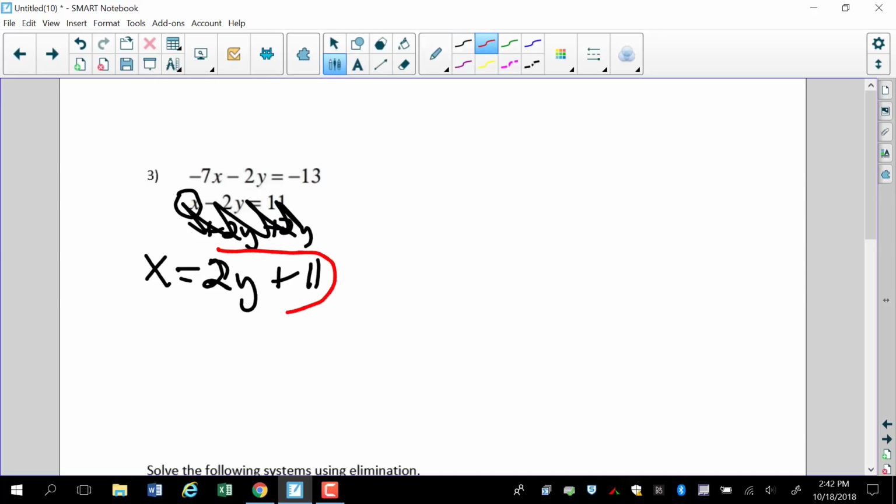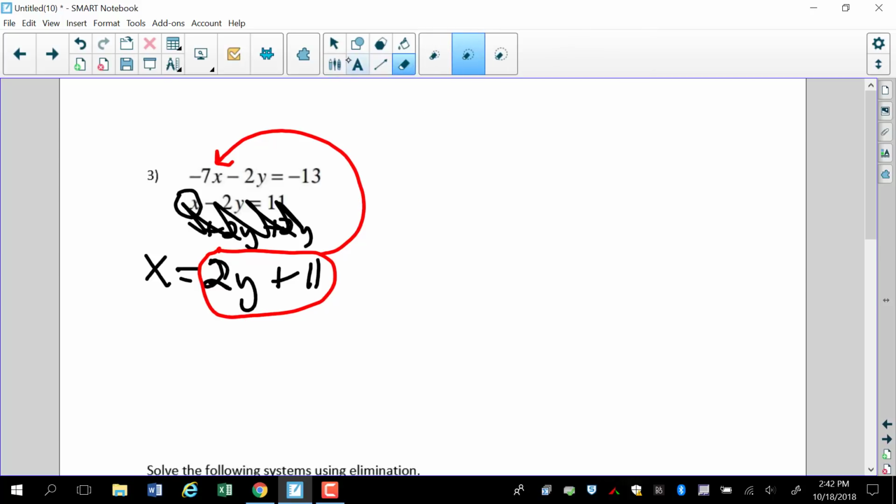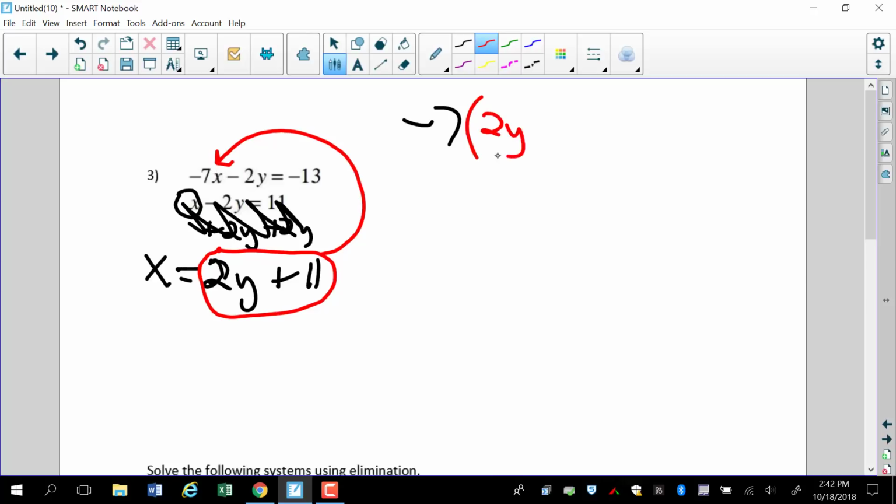So what I'm going to do is I'm going to take what x is equal to and substitute it in for x. And I get negative 7. I'll do it color coded. Negative 7. I'm going to substitute this in for x: y plus 11, minus 2y equals negative 13. And now we are going to distribute and solve.